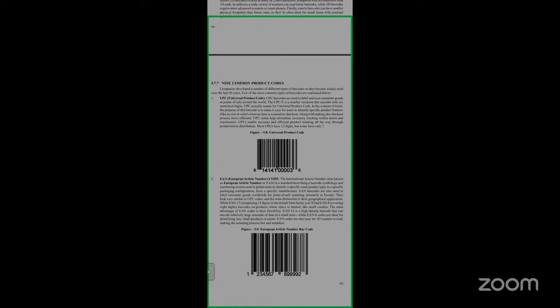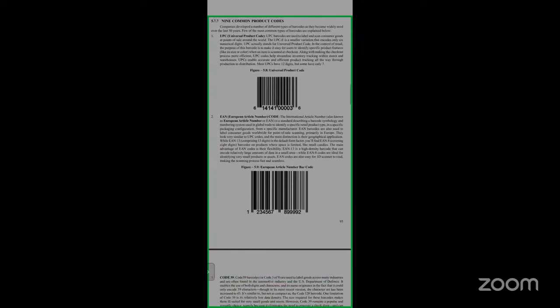In addition to this, a variety of scanners can read linear barcodes, while for 2D barcodes, more advanced scanners or smartphones are required. And you can see these are the 9 common product codes, and how the product codes differ. Companies developed different types of barcodes as they became widely used over the last 50 years. So here are the few most common barcodes.